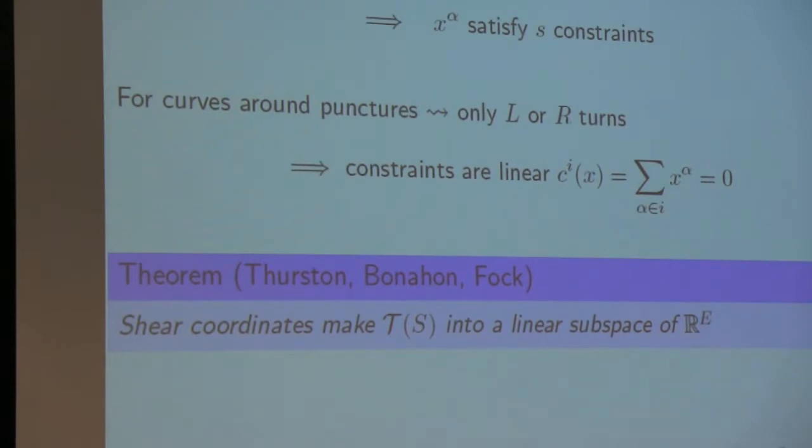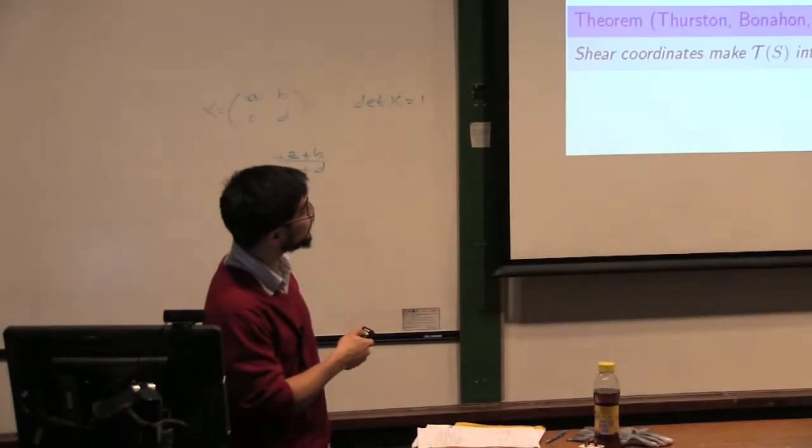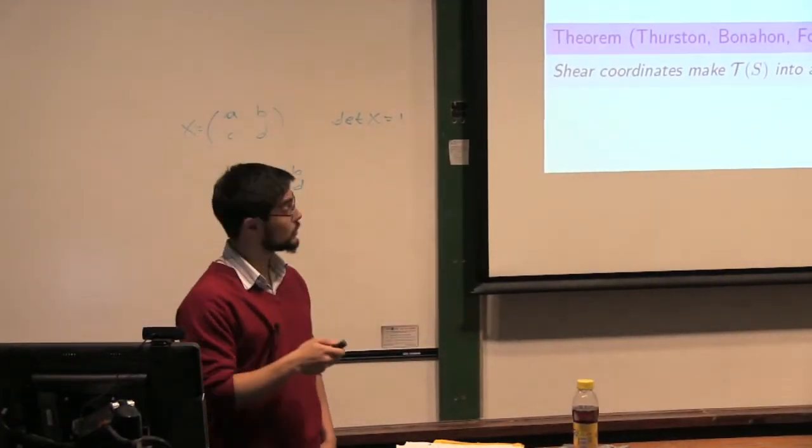So this might be a problem, because these constraints might be very complicated, but they are actually not. Again, the paths that go around the punctures are the faces of the graph, and they are obtained by only turning left or only turning right at each vertex.